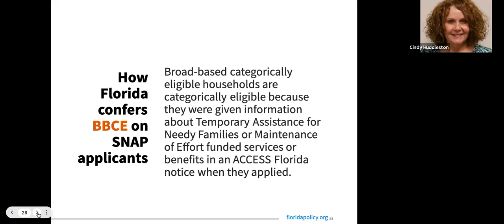So how do families in Florida get to be broad-based categorically eligible? In Florida, broad-based categorically eligible households get that status because DCF sends them information about TANF in an Access Florida notice. They don't have to be eligible for TANF. They don't have to apply for TANF. They just get this notice about TANF when they apply for SNAP. And that makes them broad-based categorically eligible as long as their income is under 200% of poverty. Next slide, please.